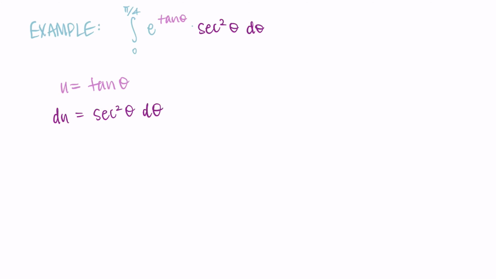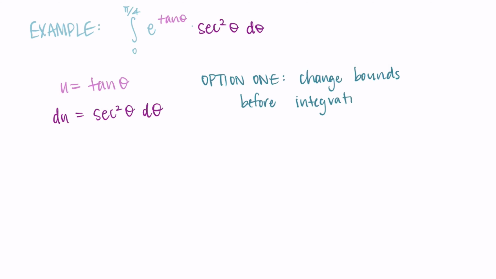Okay, so this is the substitution we're going to use, and I'm just going to jump right in and try one of the methods first, and then we'll wrap up with the other method for the bounds. So let's do method 1 where we change the bounds at the beginning before we integrate anything.